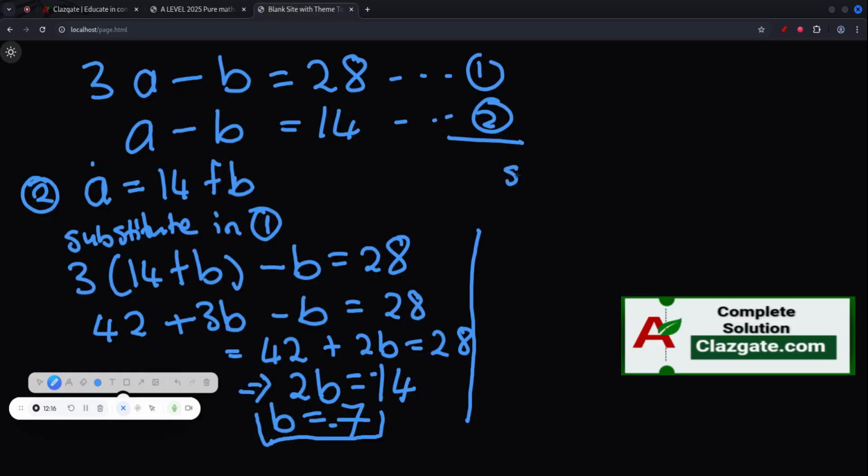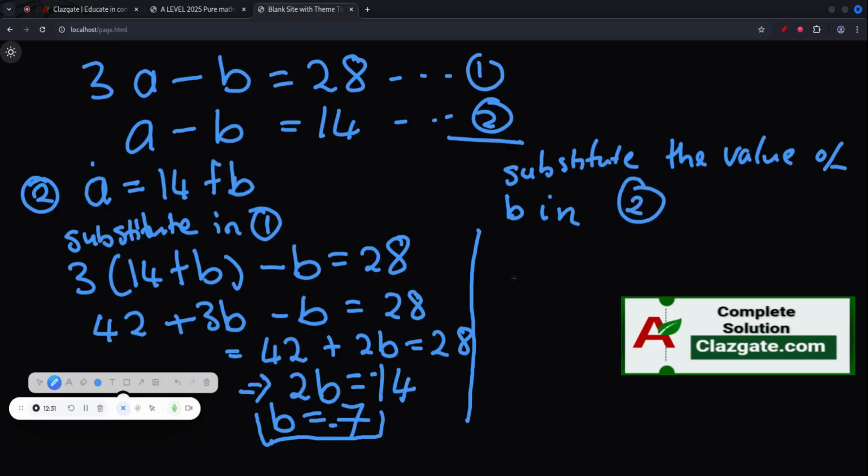So we'll substitute the value of B in equation 2. So we have B is negative 7. So A minus B is equal to 14. So A minus negative 7 is equal to 14.